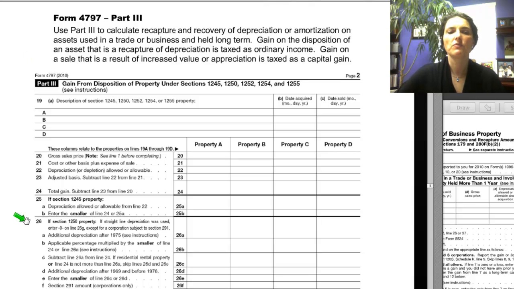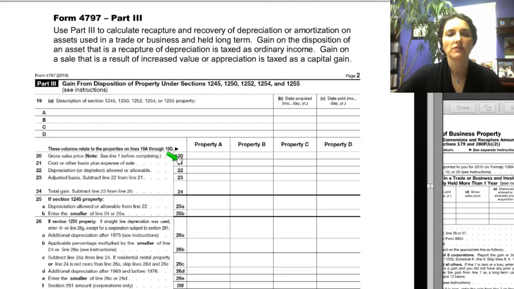Now, most of the time we won't really be filling out lines 26 or 27. Most of the time when we're dealing with sale of assets for a tax client, we're going to be looking at making entries on line 19 through line 25. So on line 19, we would enter a description of each of the types of property that we sold. We would enter the date acquired and the date sold. Then we would also enter the gross sales price on line 20.